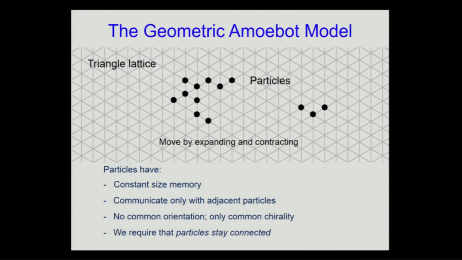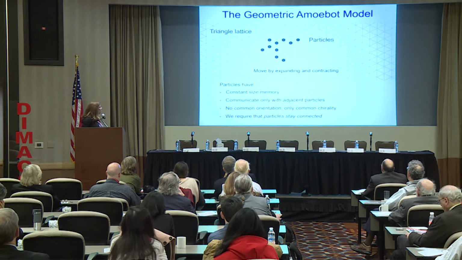Particles, again, have constant size memory, and they communicate only with adjacent particles. There's no common orientation, but they do have a common chirality if we need it in the model. And we're going to assume that the particles stay connected initially. Okay, we're going to relax this later on.